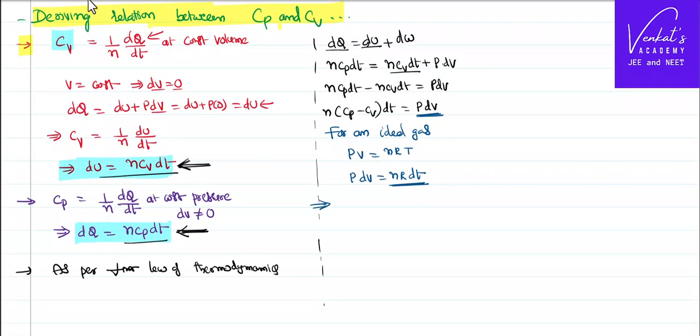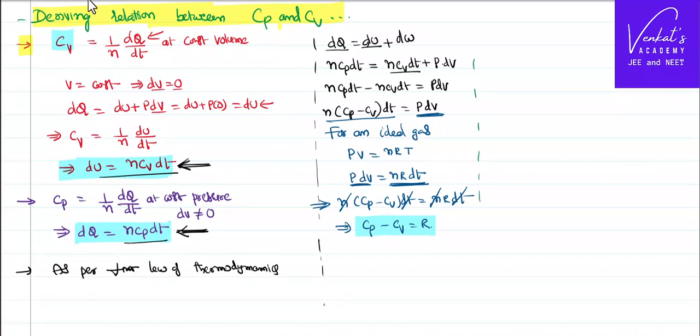That implies what's going to be my equation? This equation, n of Cp minus Cv of dt is, in the place of PdV, I can write, as we have derived, nR dt. n and n can cancel, dt and dt also can cancel. So what is remaining is Cp minus Cv equal to R. Capital R is called the universal gas constant. That's how we can derive a relation between Cp and Cv, that Cp minus Cv equal to R.